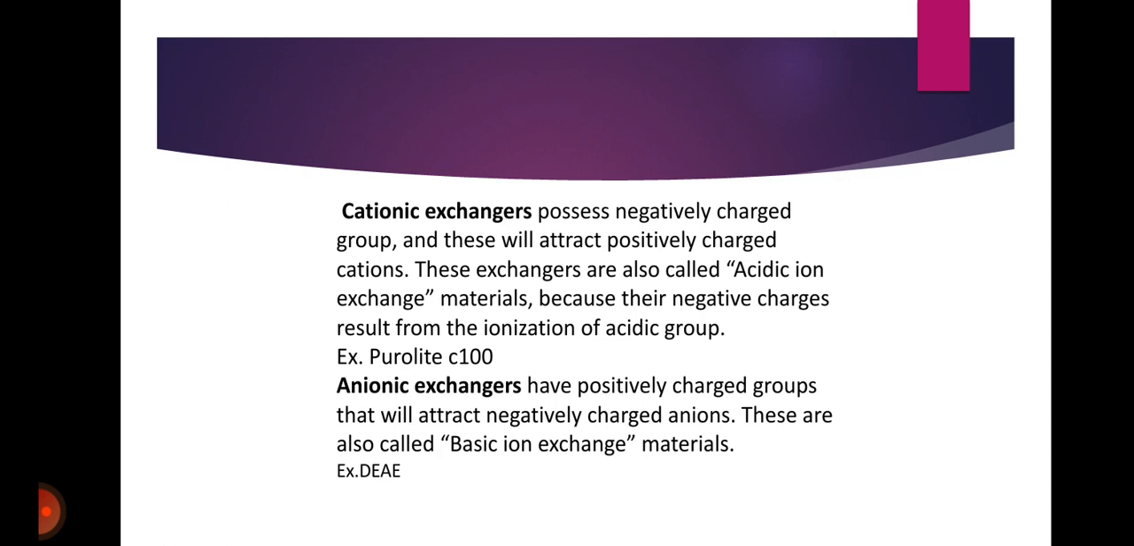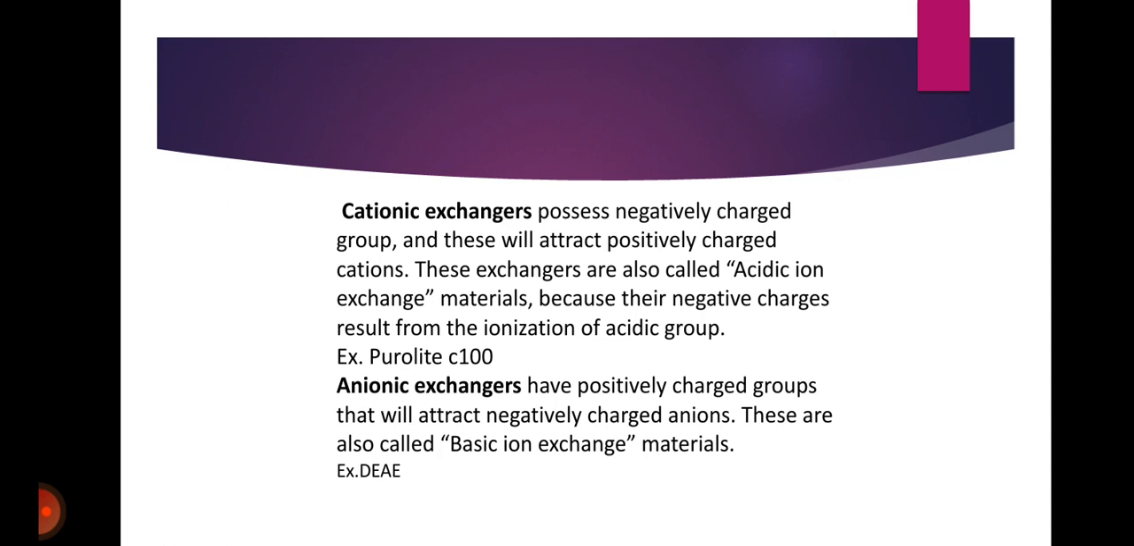Now see, what is acidic ion exchange? As we know, cationic exchanger has negatively charged beads present in a resin. This negative charge comes from a functional group. For example, we have COOH, that is the carboxylic acid group, as a functional group. If we remove one proton, we get COO minus. So this is how the beads get a negative charge. Example, Purolite C100.